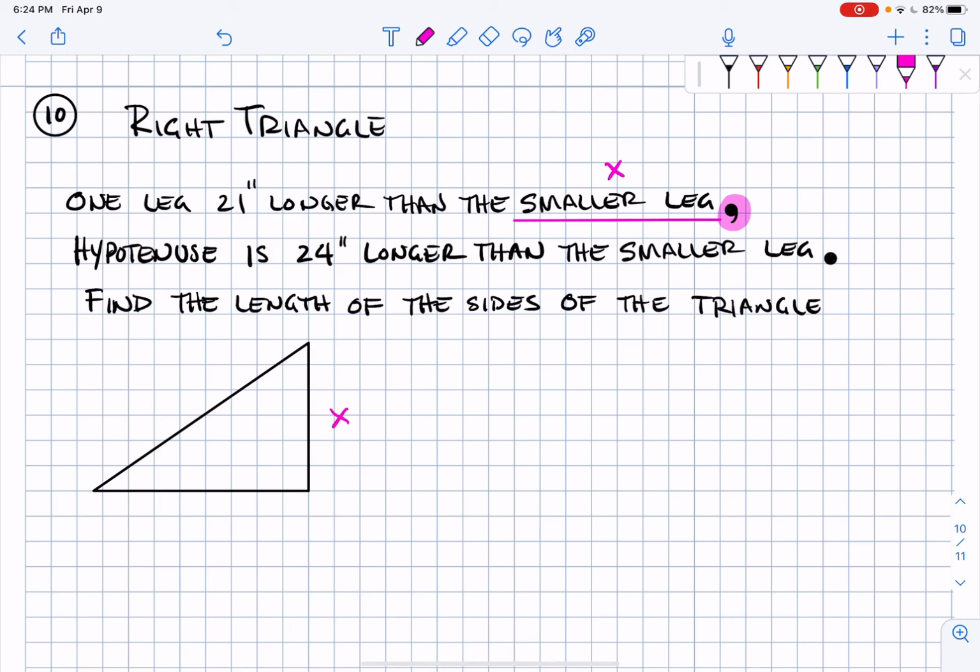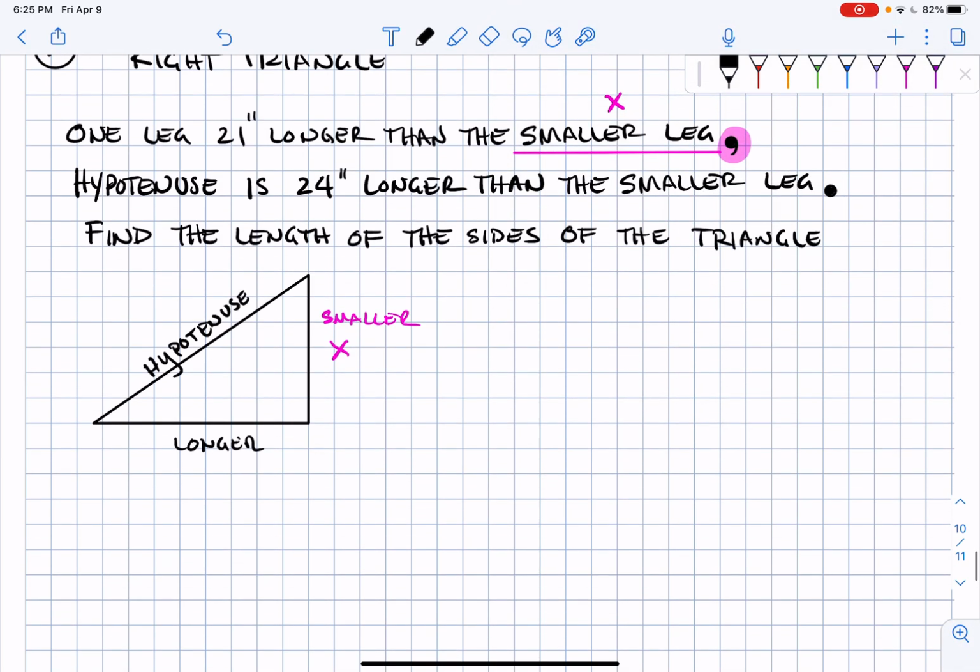I'm going to call it x. So this is my smaller. And I'm going to call this my longer. And I have to call those two smaller and longer because this is my hypotenuse. Right? And so my smaller leg is that. So my longer leg is 21 inches longer than x. So this is going to be x plus 21.